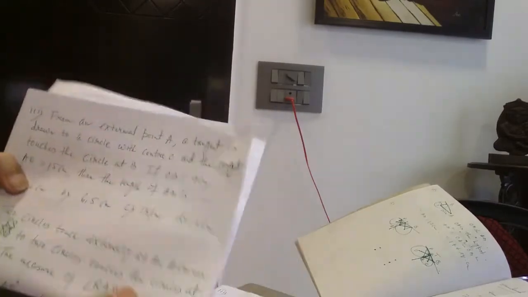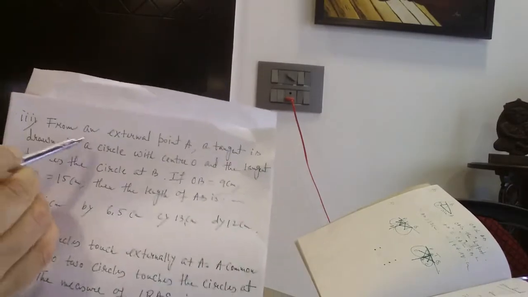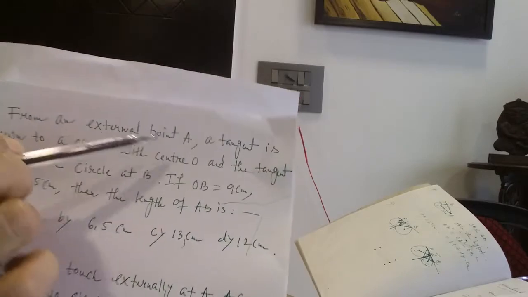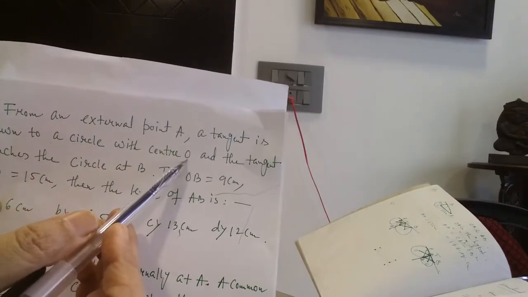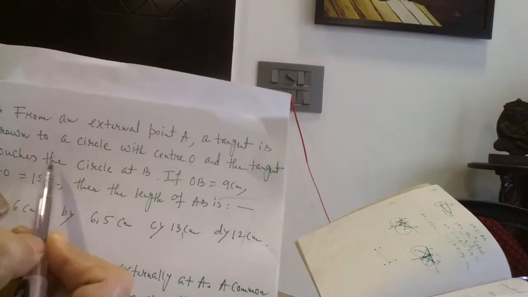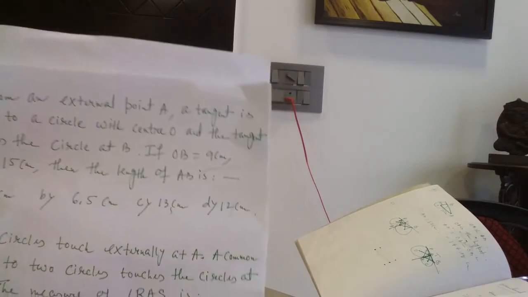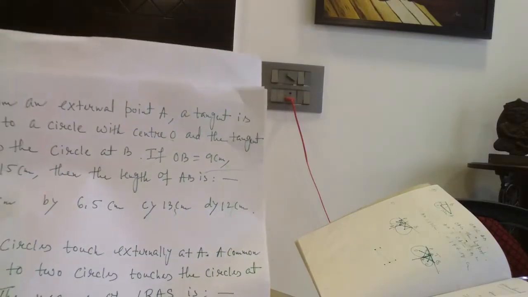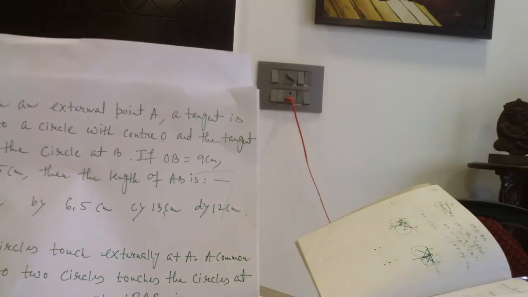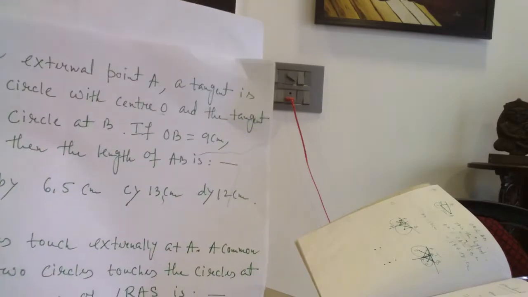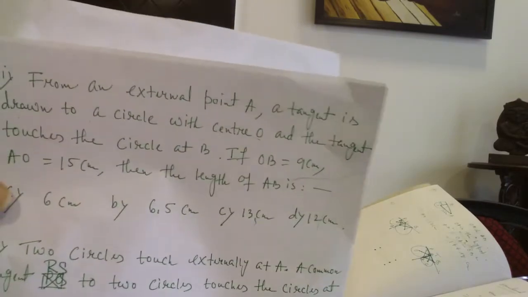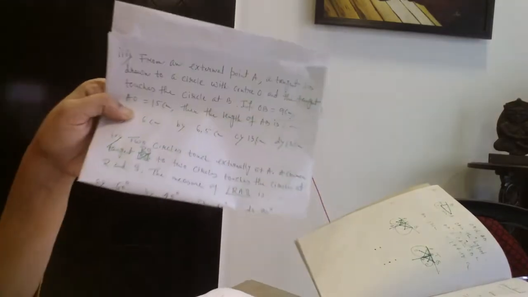Here's question number 3. From an external point A, a tangent is drawn to a circle with center O and the tangent touches the circle at B. If OB equals 9 cm and AO equals 15 cm, then you have to calculate the length of AB. Clear? Now see the diagram. According to the question, I have drawn the diagram.